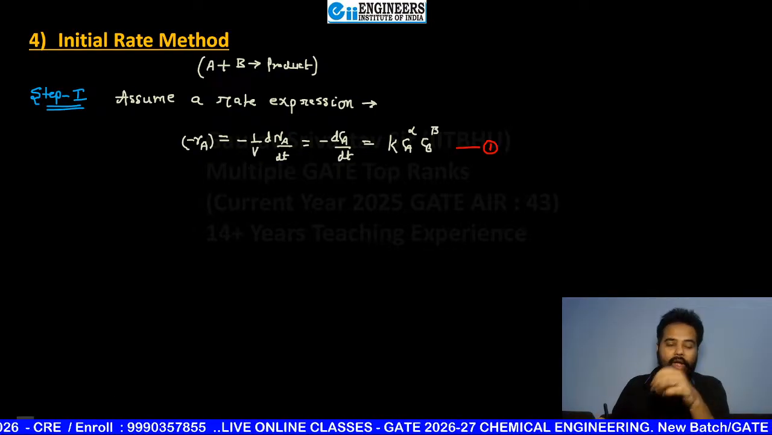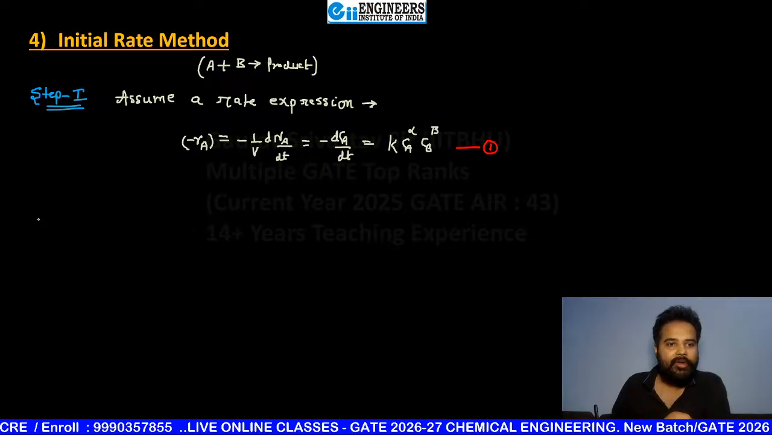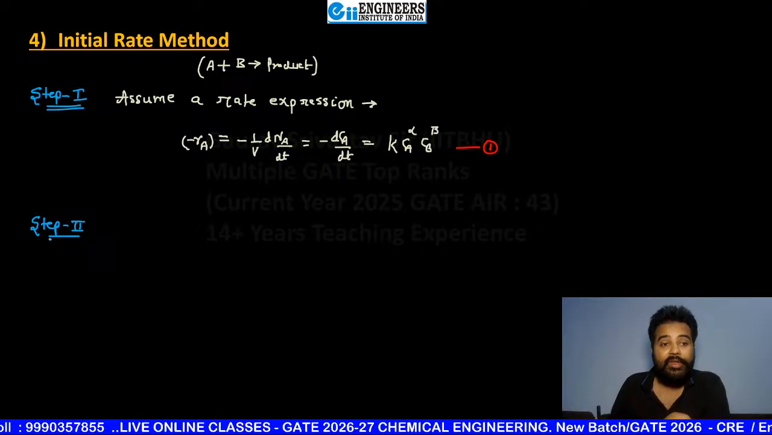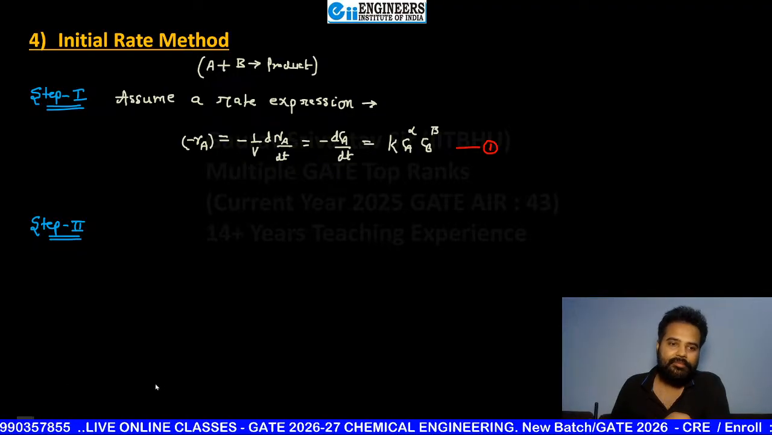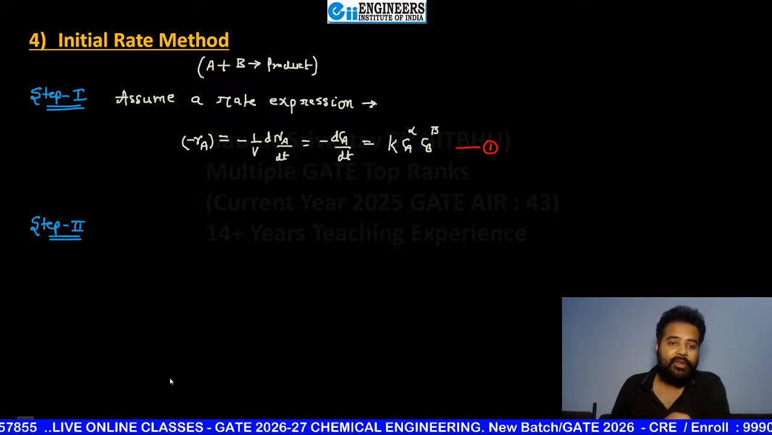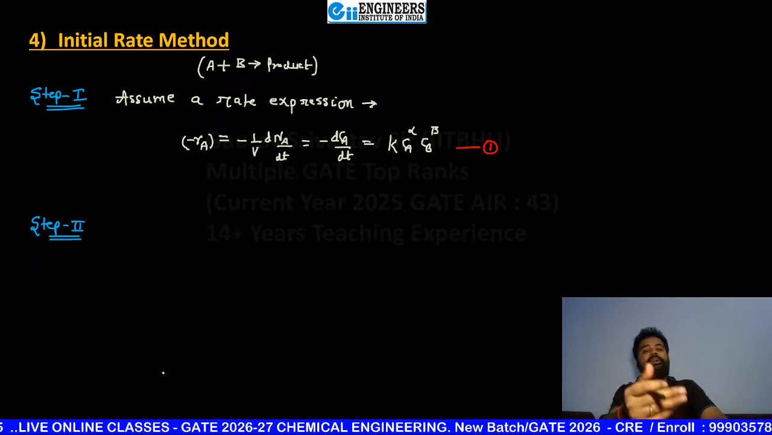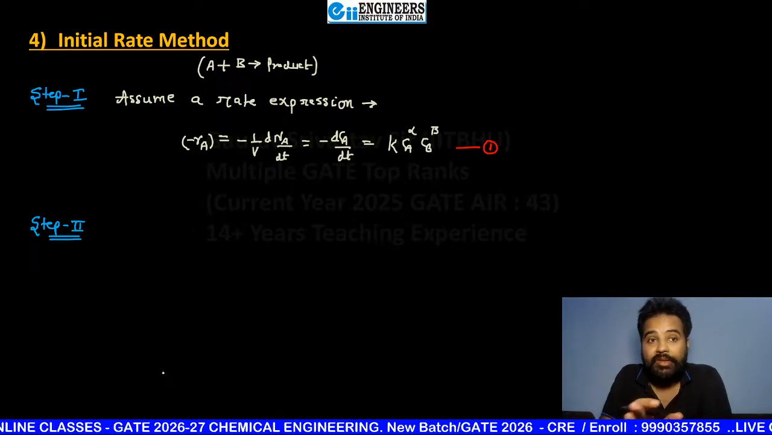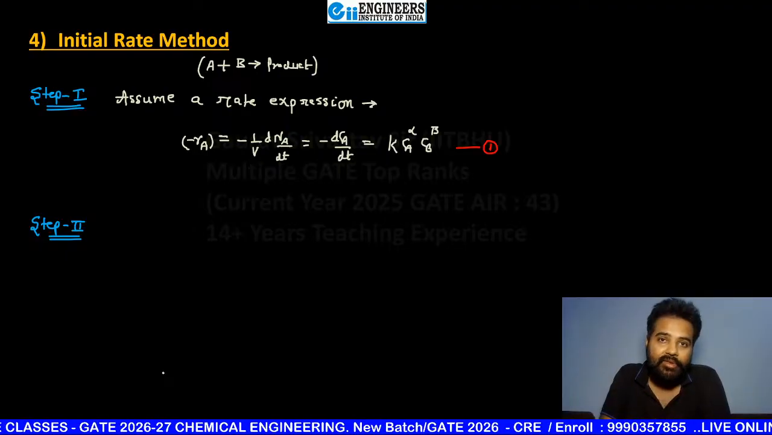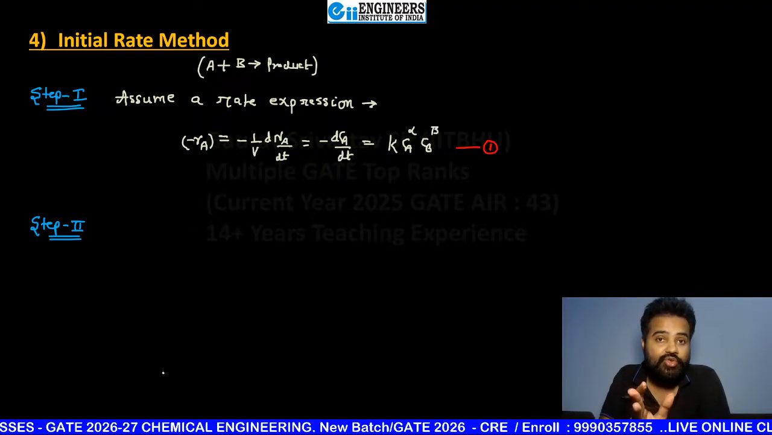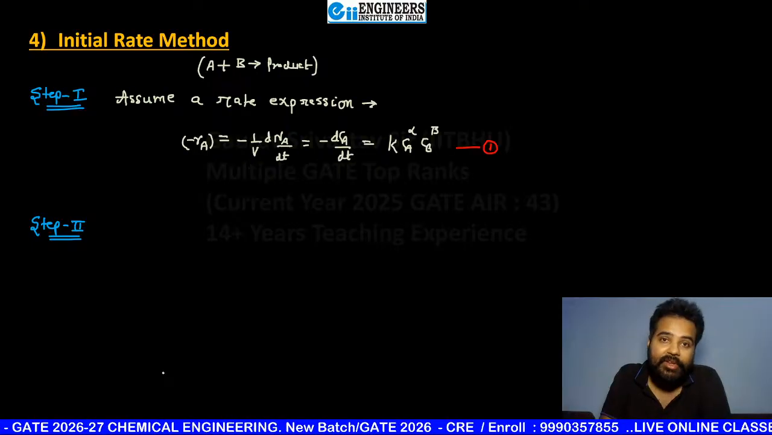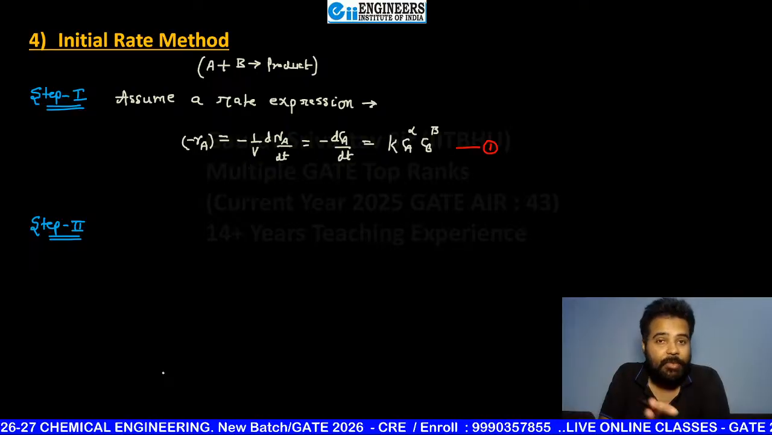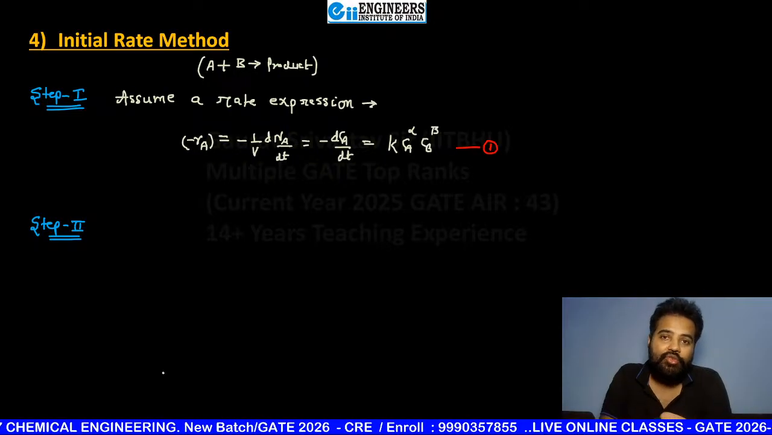Now step number 2 is related with experiment. What is the experiment here, my dear students? The first method was the integral method, where some integration was used, that's why it is known as the integral method. In the second one, you used the tangent, the differential form, so it is known as the differential method. In the third method, the graph you used was based on half-life. Again, experiment was there, that's why it is known as the half-life method.